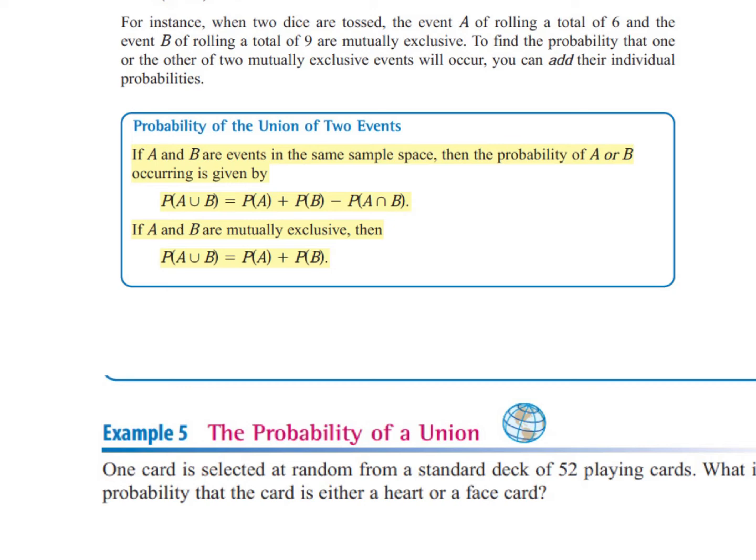Mutually exclusive would be you get an 8 or a king. Is there any card in a deck of cards that has an 8 and a king on it? No, so that would be mutually exclusive. It has nothing to do with each other.